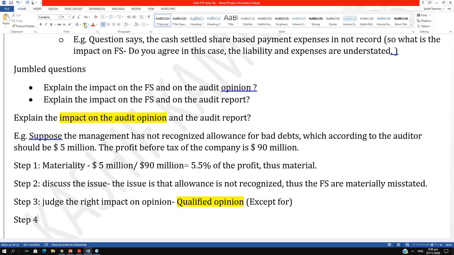So what will you do in step 4? In step 4, you will say, due to a qualified opinion, the auditor will issue a fill in the blank report. If the auditor issues a qualified opinion, the auditor will issue a fill in the blank report. Who will do the fill in the blank?